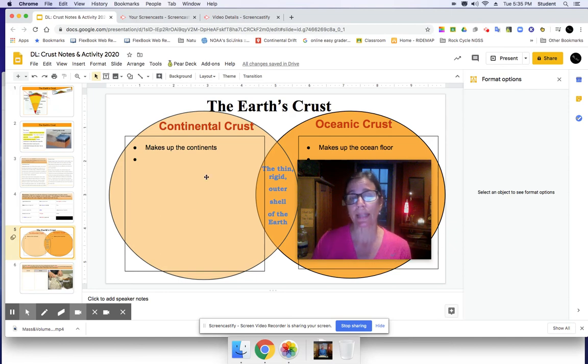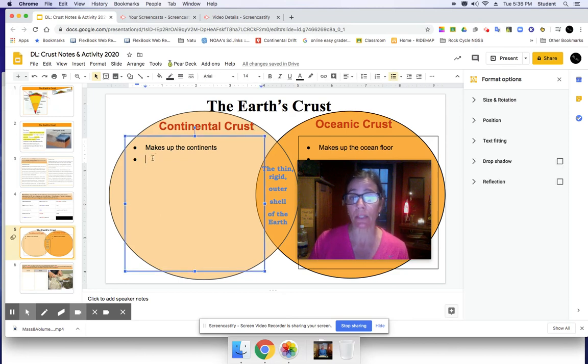Your task is to now take those words and phrases from slide number 4 and type them into the appropriate side on the Venn diagram. That's easy to do. Just place your cursor inside the text box that I inserted into the diagram and type away. I started each side for you, so the bullets are already there. It's already formatted for you. Again, the continental crust makes up the continents. The oceanic crust makes up the ocean floor. So again, 7 different new terms or phrases on each side.